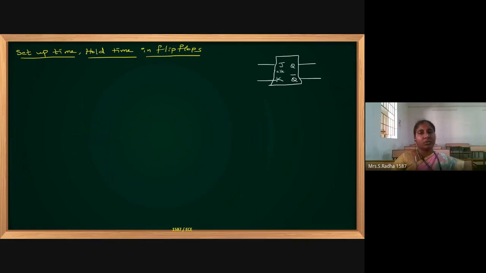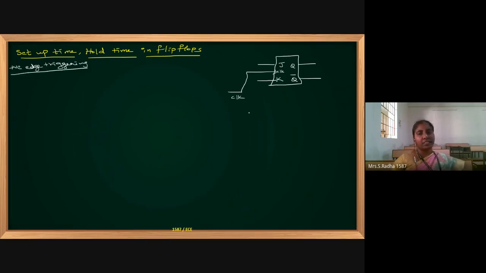If it is a positive clock, without a bubble, it is positive clock. If a bubble is given here, that is negative edge triggering. This is positive edge triggering. So first I will take positive edge triggering. Already in the previous sessions we discussed what positive edge triggering is.